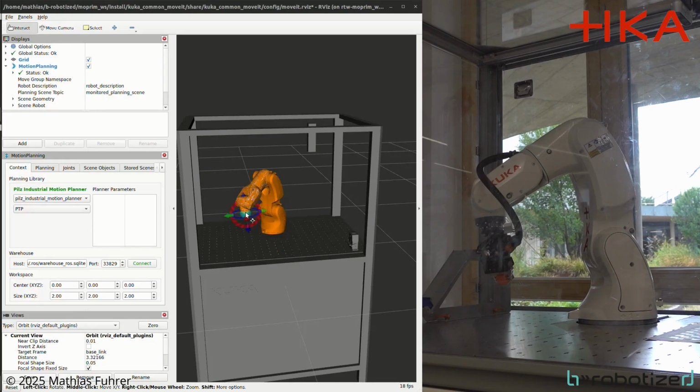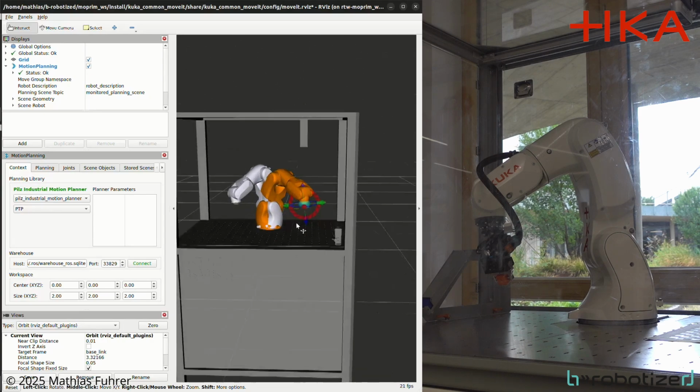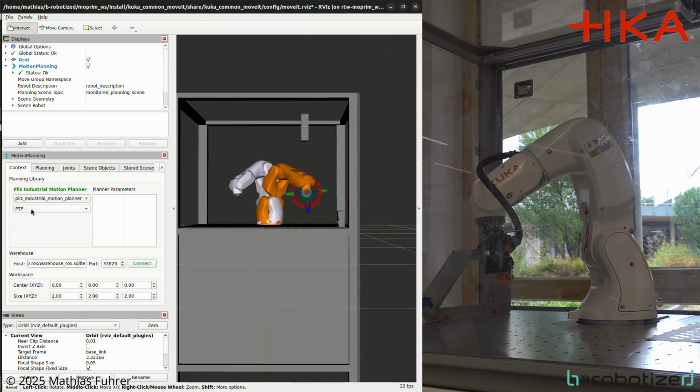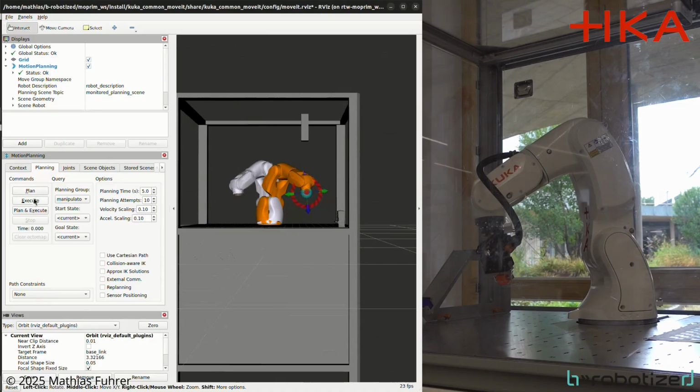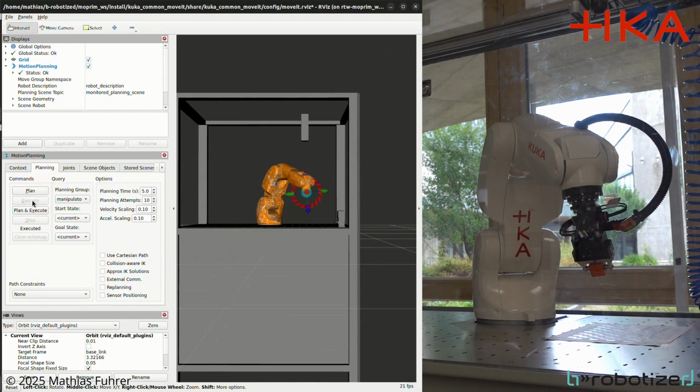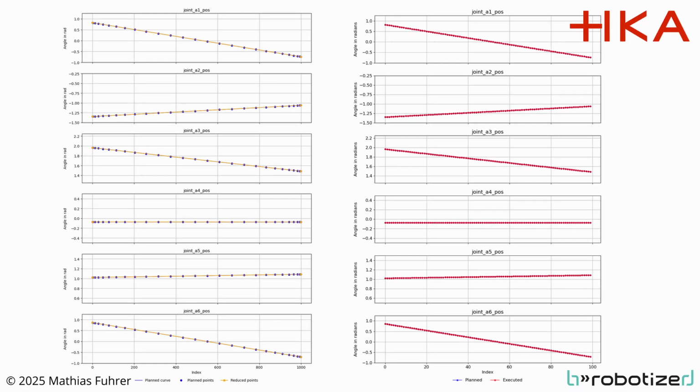Here the same is shown for a PTP trajectory generated by the Pilz planner, which was approximated in joint space using a single PTP primitive. On the left, the joint positions of the planned trajectories are shown in blue, and the target positions of the PTP primitives, representing linear motion in joint space, are shown in orange.